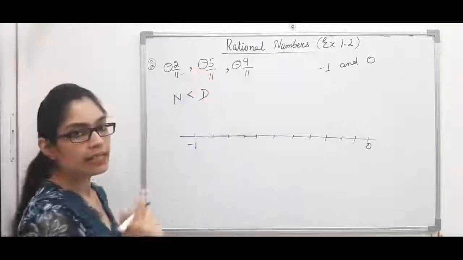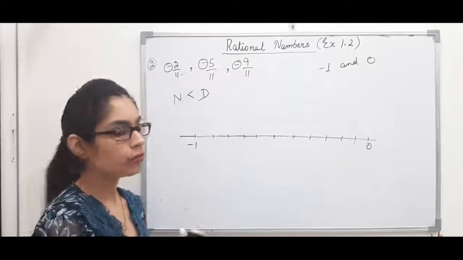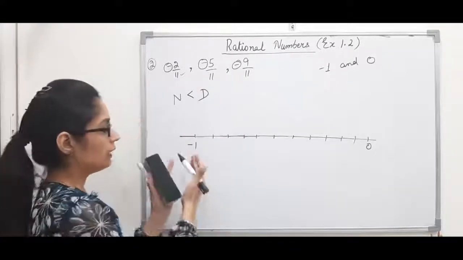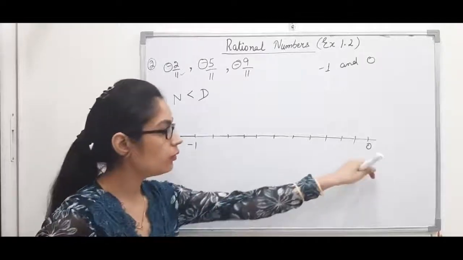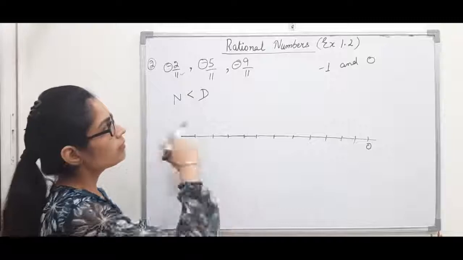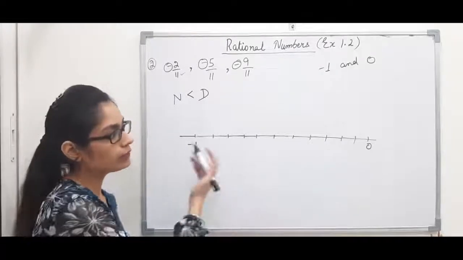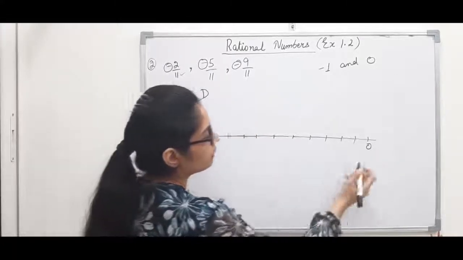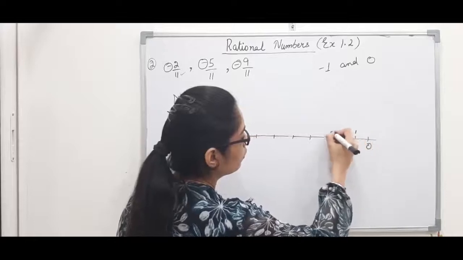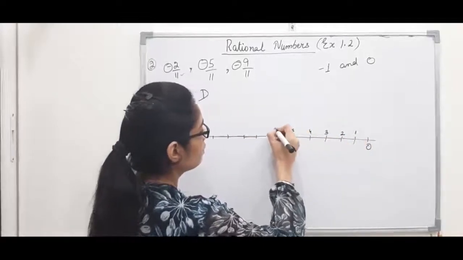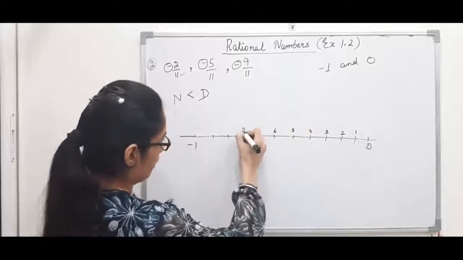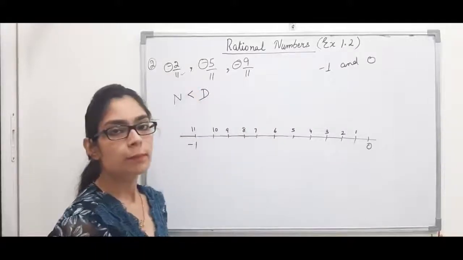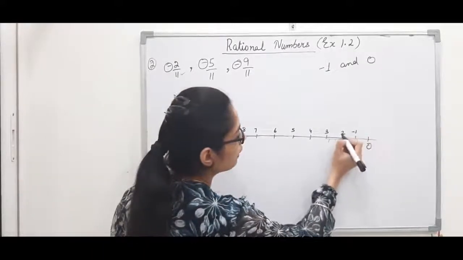I have to look at the denominator, and divide these 2 points according to the number present in the denominator. That's why I divided -1 and 0 into 11 equal parts. Now since 3 numbers are given to represent on this line, we'll start from 0 and write all the numbers. So here I'll write 1, 2, 3, 4, 5, 6, 7, 8, 9, 10, 11. Since a minus sign is written with all the numbers, I'll put the minus sign also.